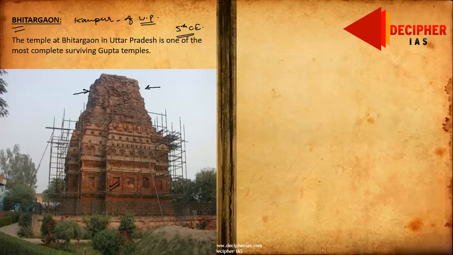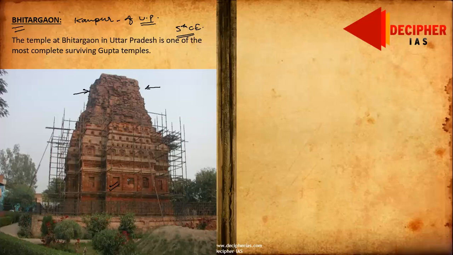In particular, the figures of river goddesses, because we saw the prominence of rivers Yamuna and Ganga in the Dashavatara temple. Gupta builders were basically fond of depicting the river goddesses, especially on the entrance of the Dashavatara temple, or for that matter in Bhitargaon temple.